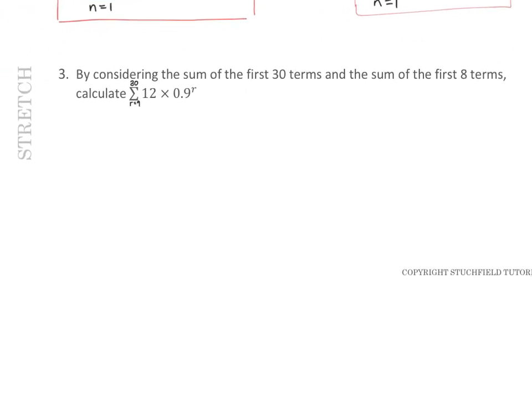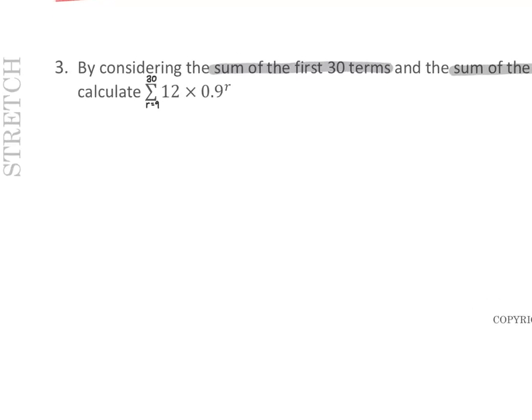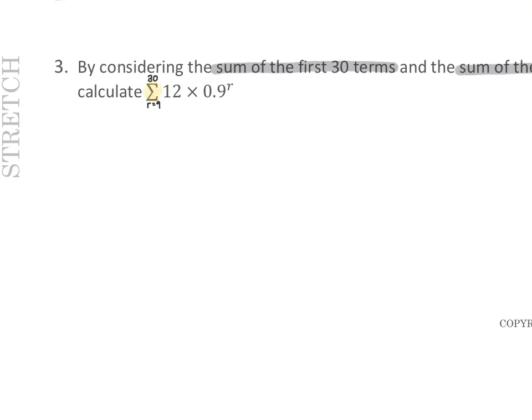Okay, final question, question 3. This is the stretch question. Now, it says, by considering the sum of the first 30 terms and the sum of the first 8 terms, calculate this sum here. So it's sigma, but this time we are going from 9 to 30. So imagine I had all of my terms out here, I'd actually be starting at the 9th term. So 1, 2, 3, 4, 5, 6, 7, 8, 9, 10, 11, and so on. I would be starting at my 9th term.